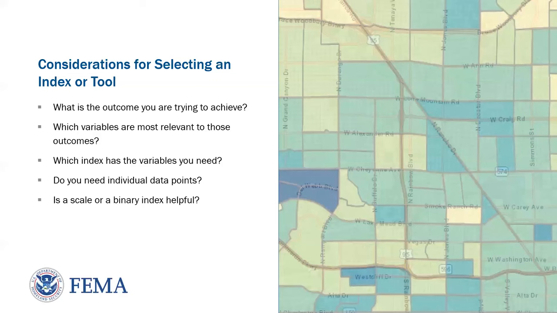Okay, so you may be wondering, how do I know which tool to select? I just highlighted three different indices or tools, but I think you need to first start with asking yourself, what is the outcome you're trying to achieve? Then which variables are most relevant to that outcome. Next, which index has the variables you need? Do you need individual data points? Is that important for your work? And then finally, is a scale or binary index helpful? A binary tool like CGS perhaps won't help you to rank and prioritize, but when you have an index or tool that has a scale, you're able to do that. So thinking through those questions and starting with your outcome is a really good way to decide which index or tool, or perhaps multiple, you want to use for your work. Next slide.